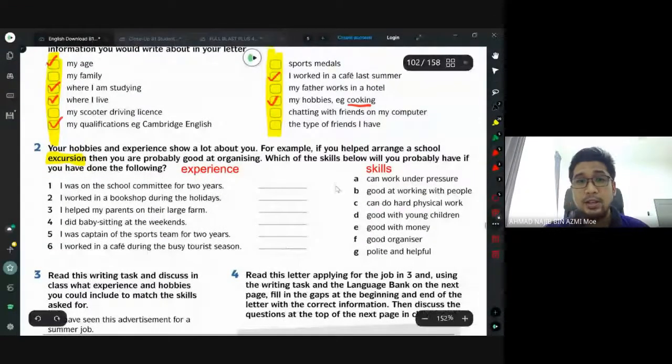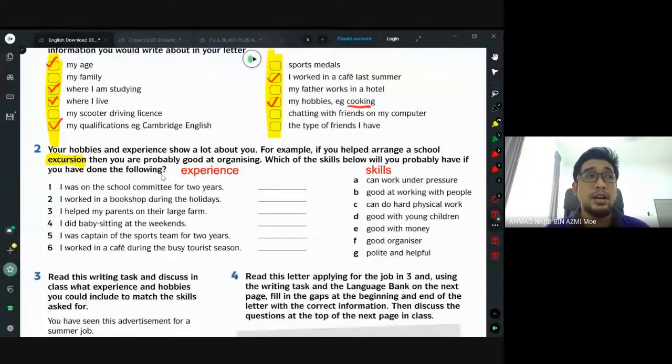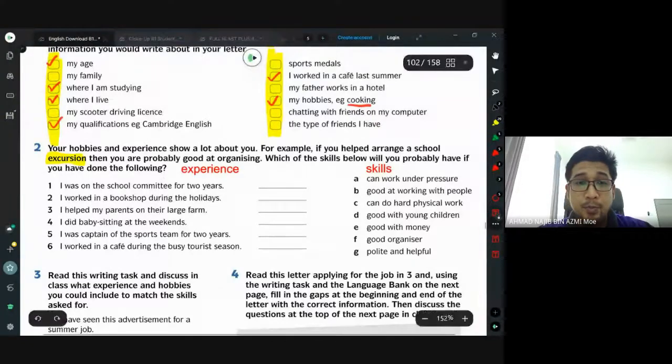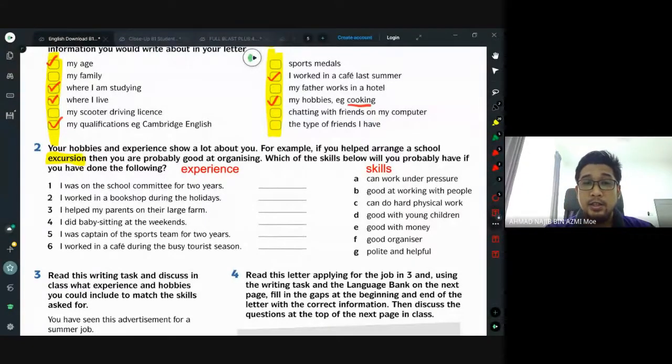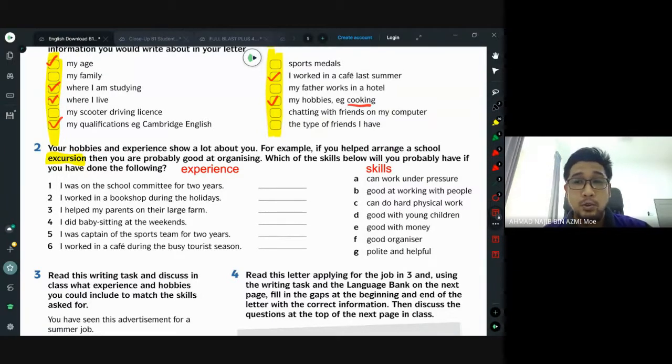So these are skills. And you know, when we are writing a letter to an employer, to apply for a job, take a look at the left, the experience and the skills. Which one is more important for us to tell in the letter? Is it the experience or the skills that we have?